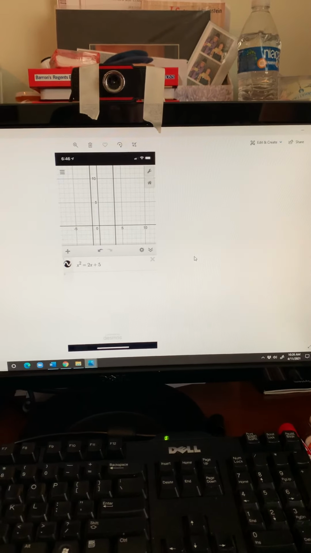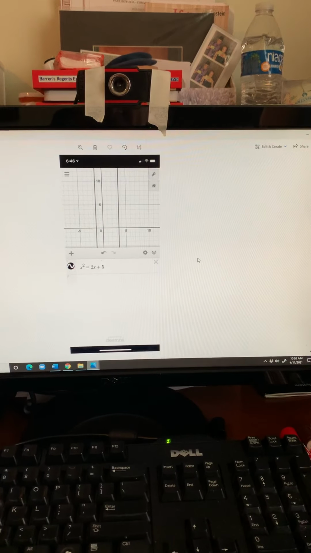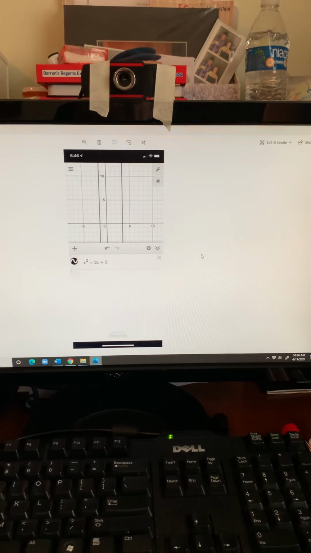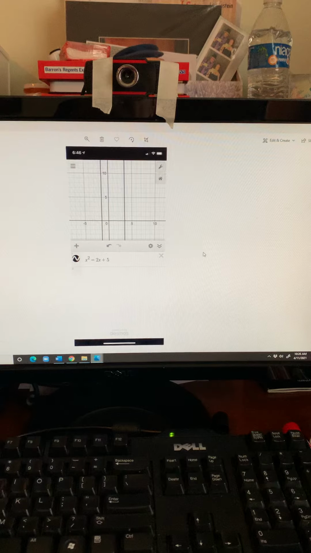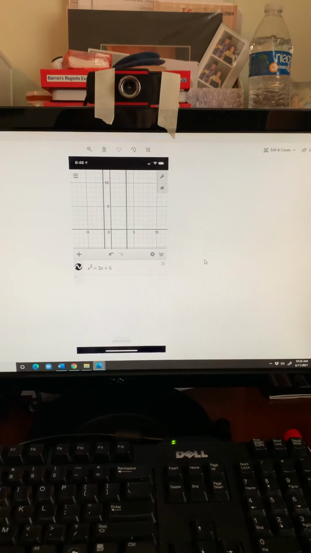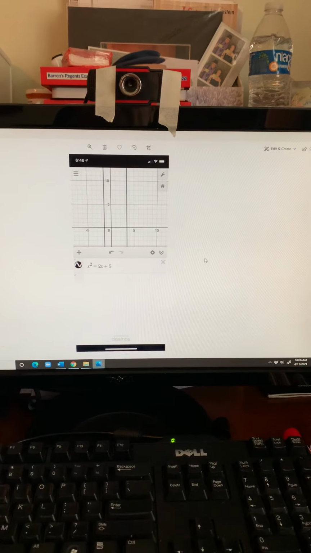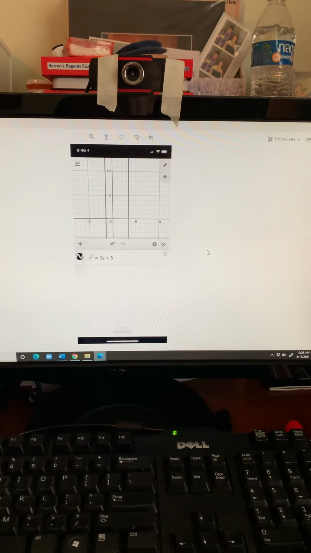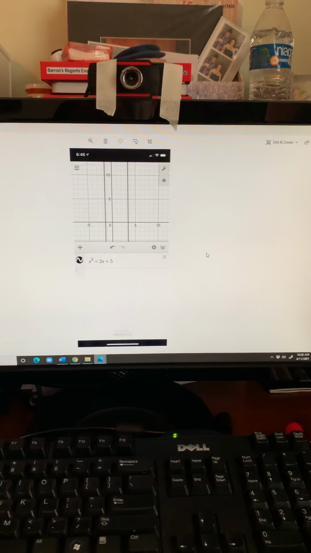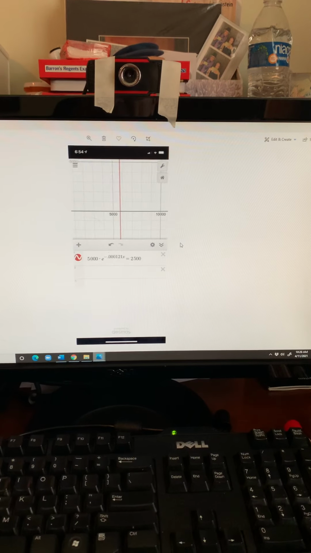But if you look at the equation x squared equals 2x plus 5, it looks like there are two solutions. One looks like it's around 3.4 or so, and the other looks like it's around negative 1.6 or so. We'll check these later.